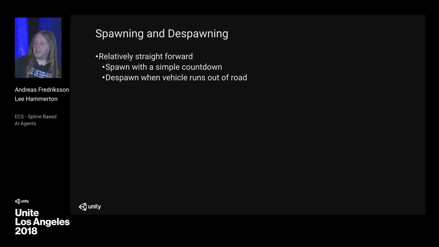So the other thing that uses occupancy is spawning. Spawning is simple. It's literally just a counter. And when the counter gets to zero, it looks at the front of the road, and if the front of the road isn't occupied, it sticks a car on it. And despawning is even simpler. All that cares about is, has that car just run out of road? And if it has, remove it from the system.